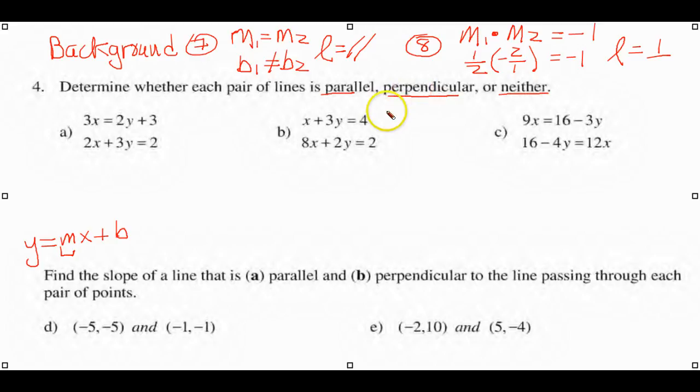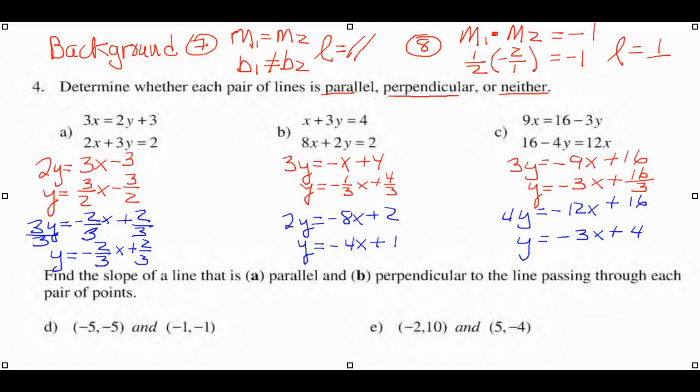Now, how do you show the work that you've made this judgment? By converting these equations into slope-intercept. So we'll give you some time to do that, and you can check your work.